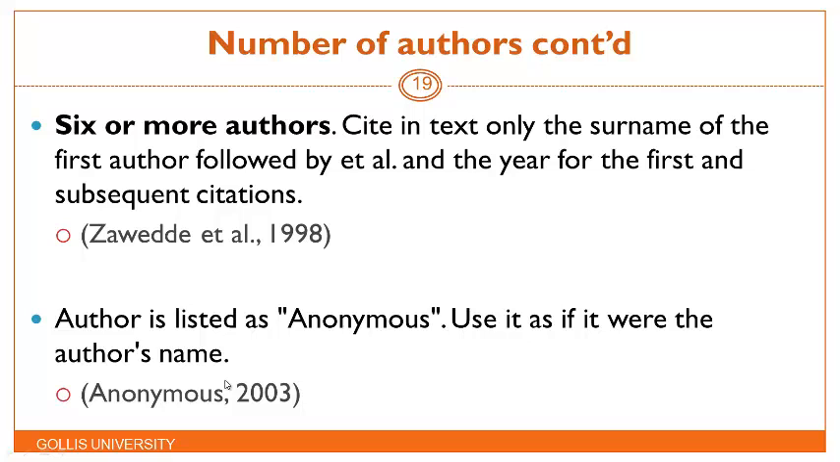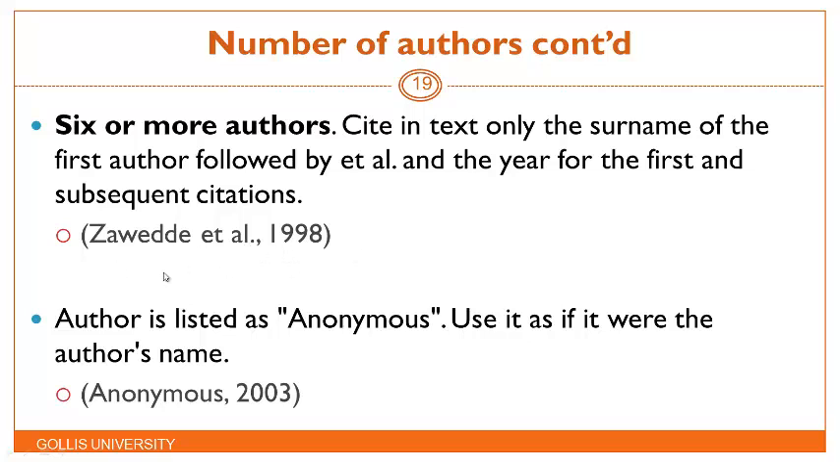What about if the book or the source has 6 or more authors? In case it is 6 or more authors, according to APA, it says cite in text only the surname of the first author followed by et al. and the year for the first and subsequent citations. Even if you're going to cite it the first time, the second time, the third time, you have to use only the first author followed by et al.